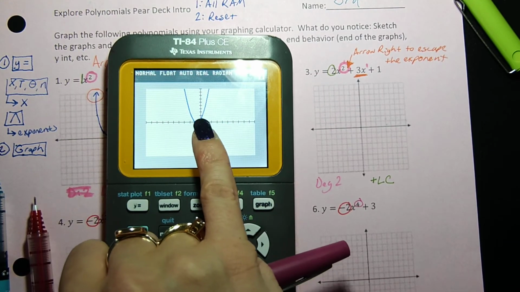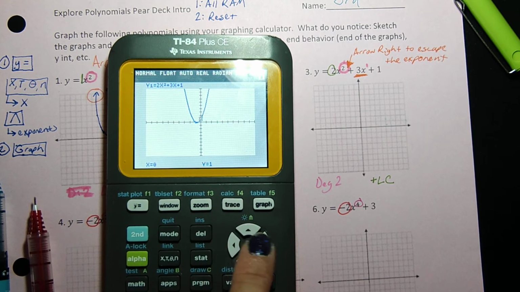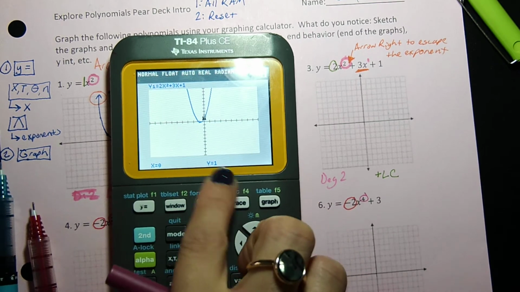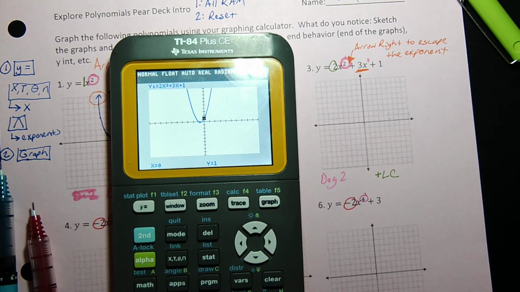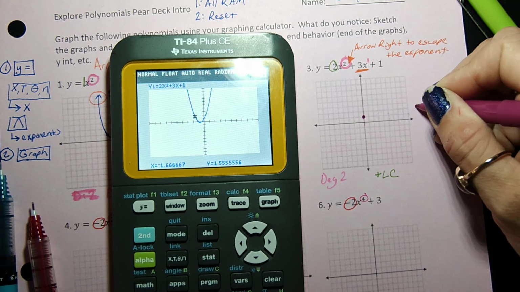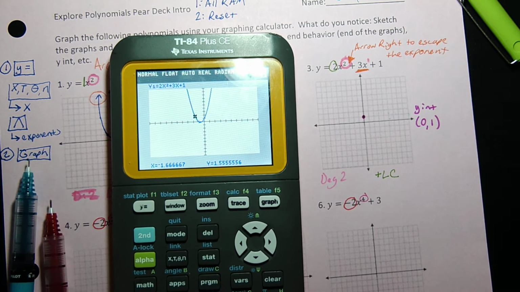It looks like it's at 1. And if I hit my trace button, go ahead and hit trace. It's like it heard me talking about it. So we can arrow over, and we can see that 0, 1 is an exact point. So hitting your trace button allows you to move along your graph and find points that are on that quadratic. So we're going to go ahead and draw in that y-intercept at 0, 1. That's going to be our exact point.